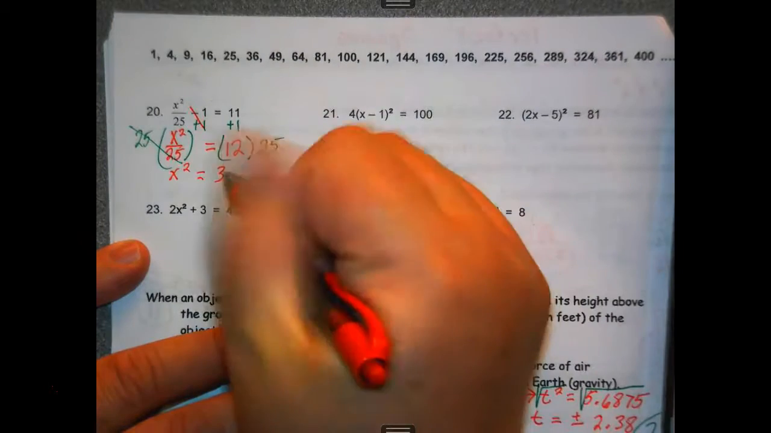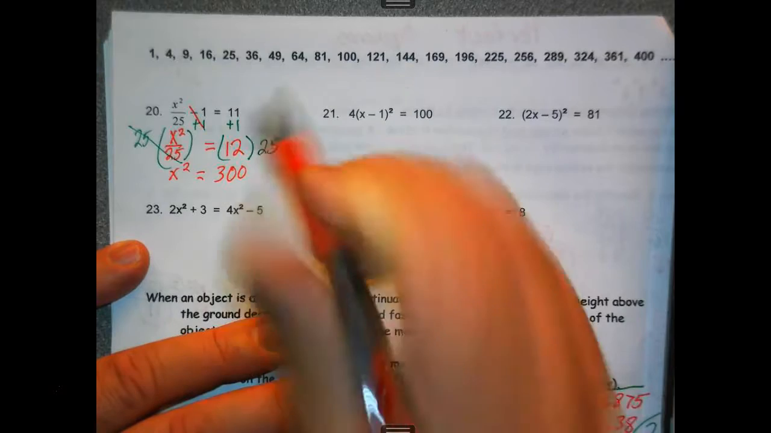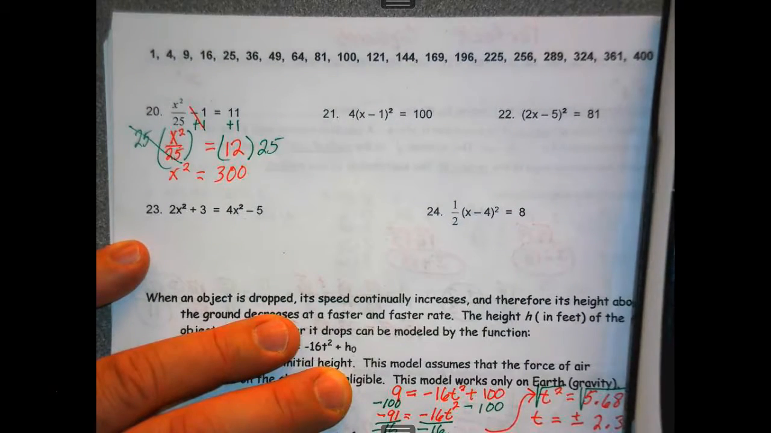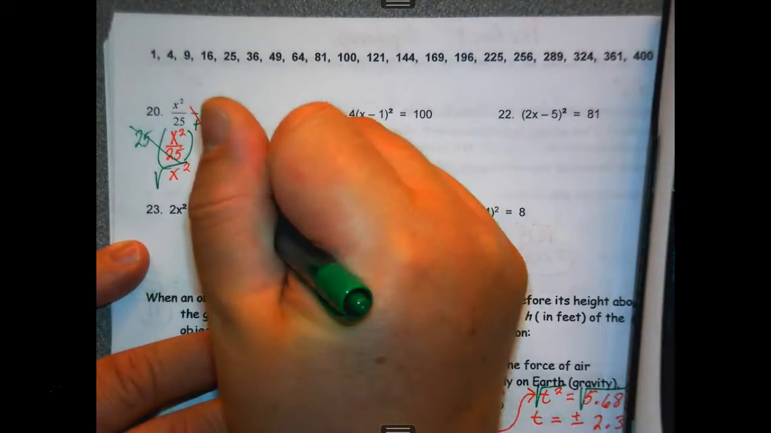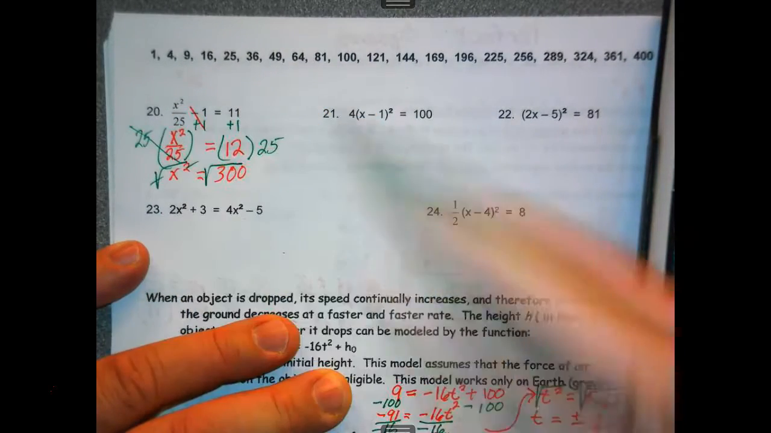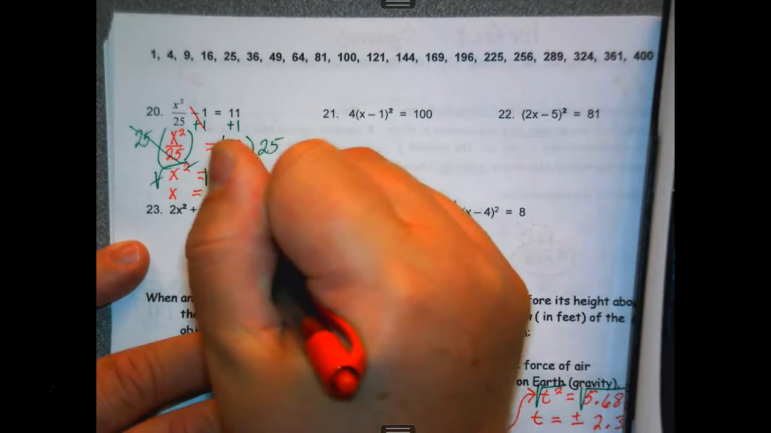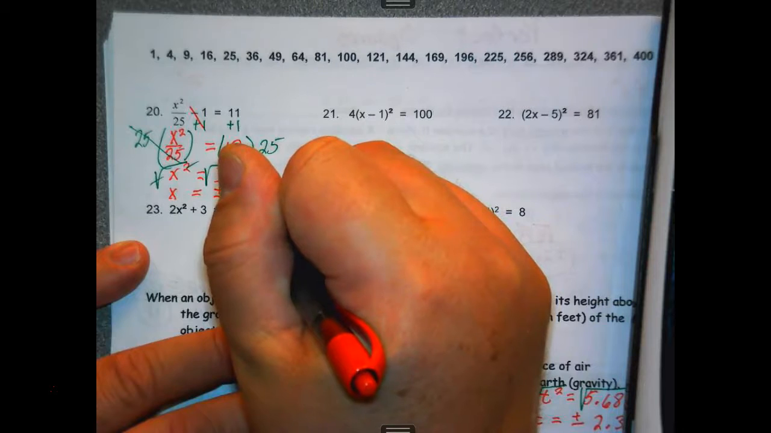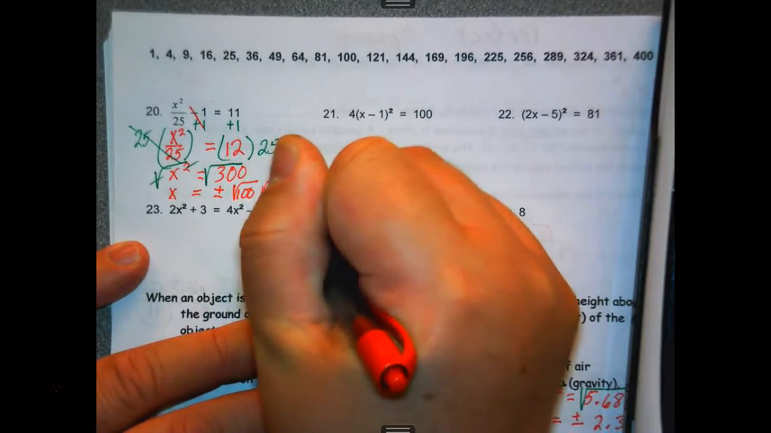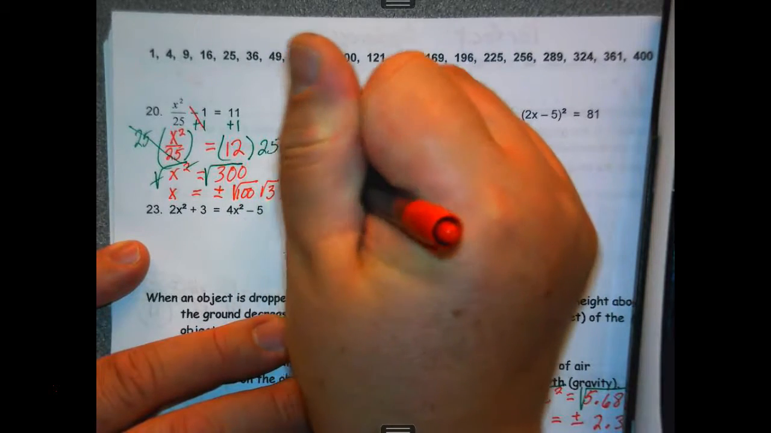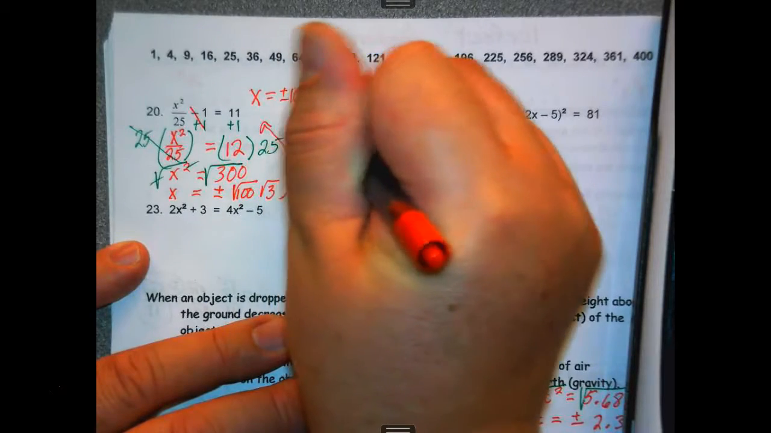300 is not a perfect square. But I know 100 is, because it's up here on the top, plus it's on your yellow chart. So when I take the square root of 300, I'm going to split it up by taking the square root of 100 times the square root of 3. And I get x equals plus or minus 10 square root of 3.